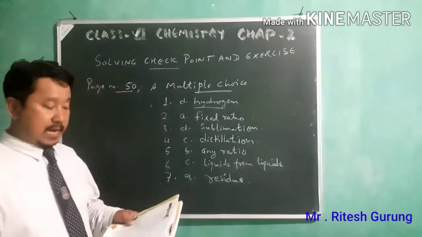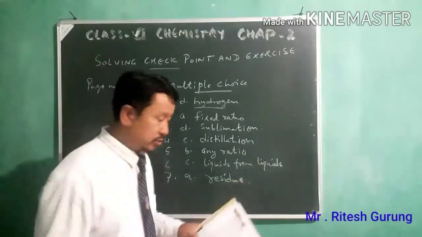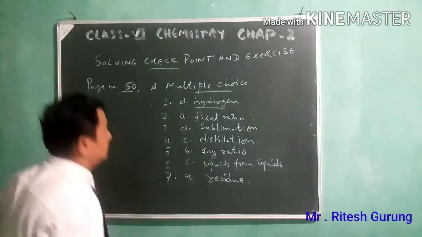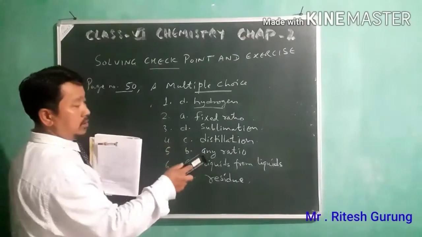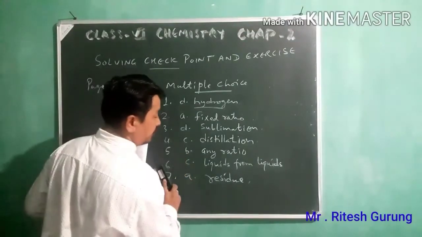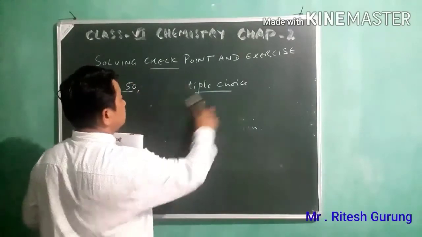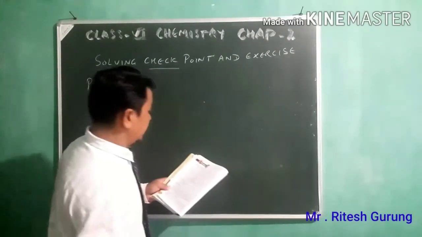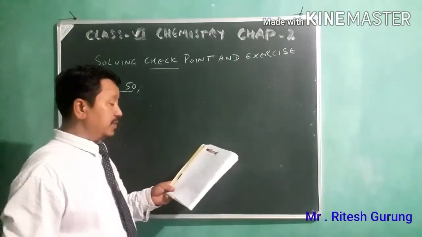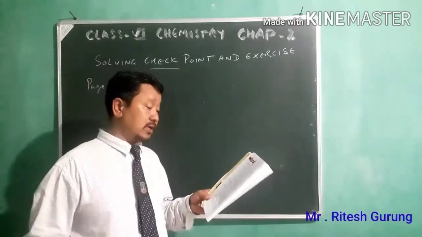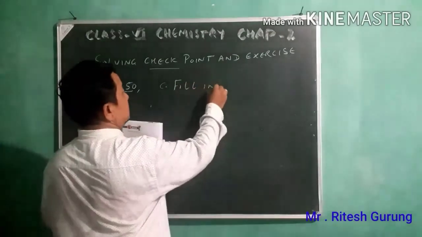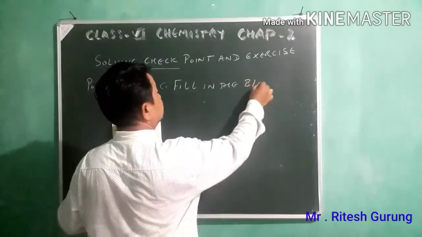Okay, that's the answer. Alright, let me rub this one now. I think you got the answer. Please cross check with the answers that you have done. Next page, number 50 only. We'll not do B, find the odd one out. Now we will directly go to C, that is fill in the blanks.